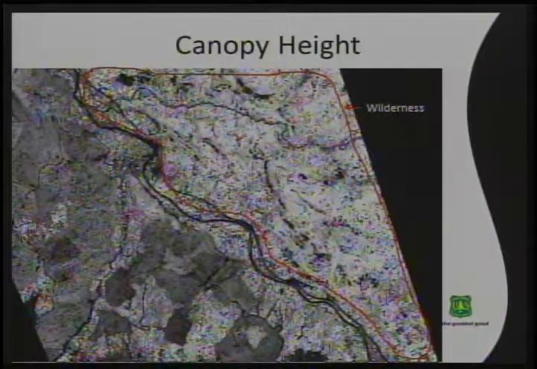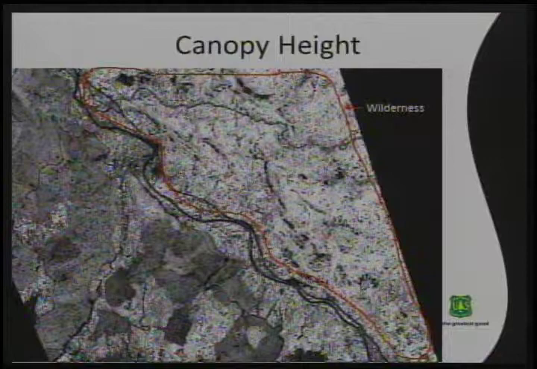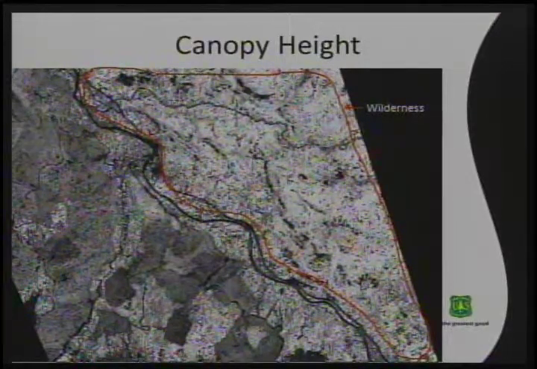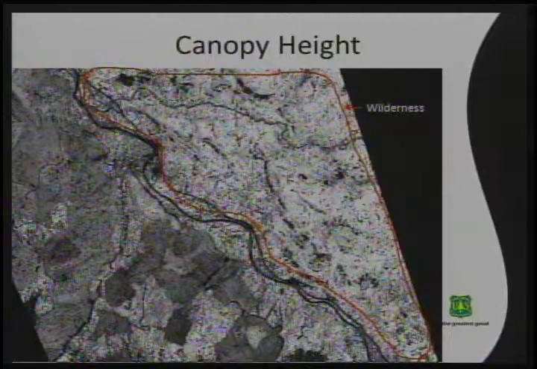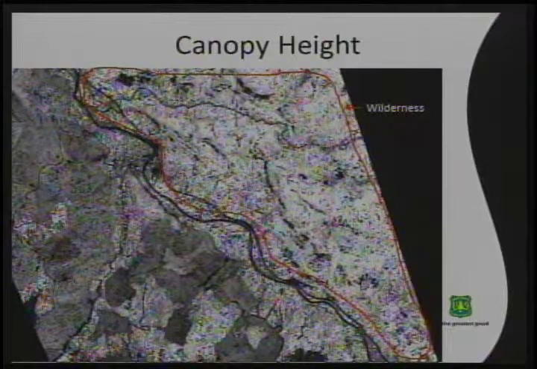Here is canopy height. This is just kind of on a spectrum. The white dots are your highest canopies, your tallest trees. The dark dots are the smaller trees. Over here, this is across the river, in the wilderness section. You can see it's mainly dominated by these large old trees. And over here on the managed side, you can see there are a lot more of the younger trees.